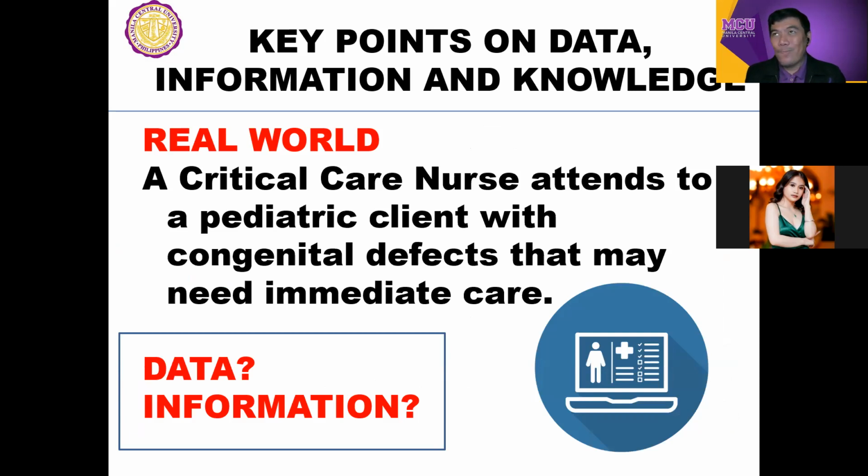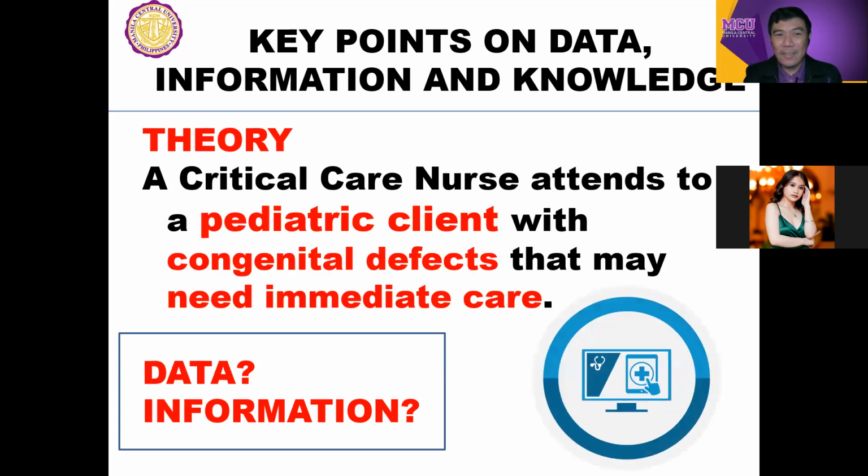Critical care nurse. I do not have any question because it's already specified as a critical care nurse. Next, pediatric client. Pediatric client, very generic. What age are we referring to for the pediatric client? With congenital defects. Hanging, you are again hanging. This is data. There are many congenital defects. Next, that may need immediate care. What immediate care does she need? So those are hanging. Is this data or information?